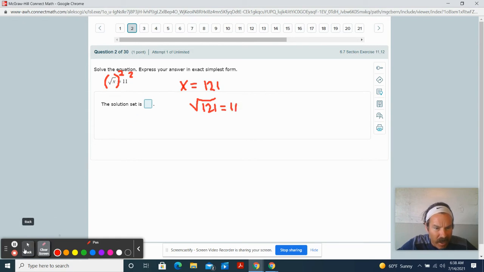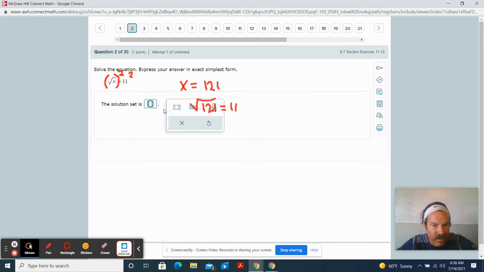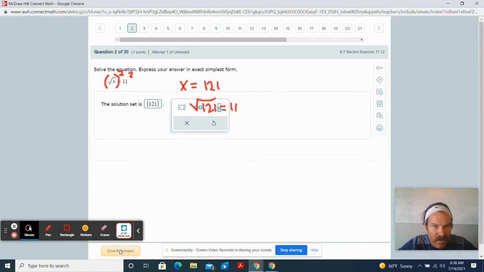So when we click our box here, there'll be one solution. For one solution we click this part. If there were two solutions, we click this one. But for one solution, we put 121 in there, and then we check our answer and it gives us the green check mark.